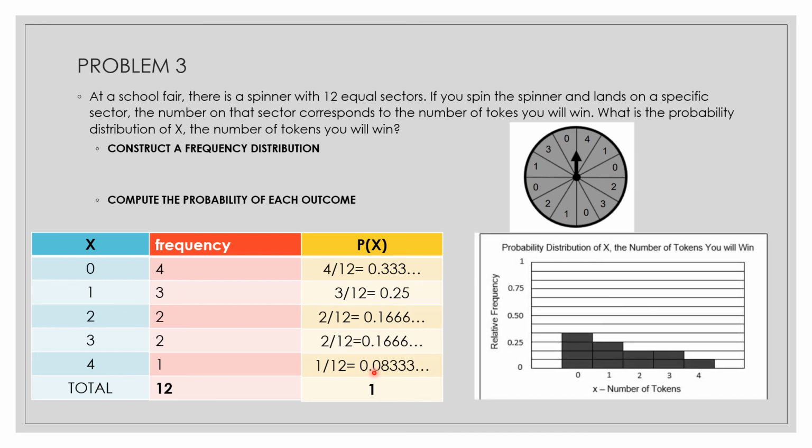And then if we're going to draw the probability distribution of X, or I mean the histogram, the number of tokens one can win. Again, in our X-axis, that is the X values. So yung 0, 1, 2, 3, 4 galing sa ating X column. And then for the Y-axis, ito yung mga relative frequency or yung ating P of X. So for 0, we have there 0.33. Kaya ganito yung kanyang itsura, no? For 4, ito 1, yung pinakamababa, 0.08. Kaya, siya yung pinakamababang bar.